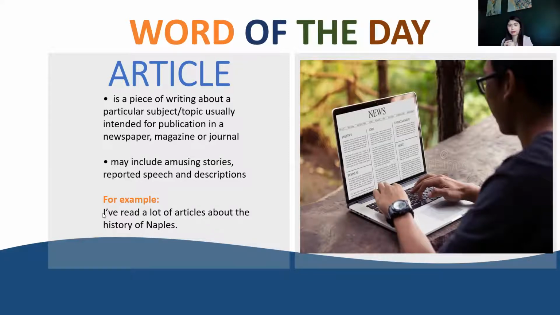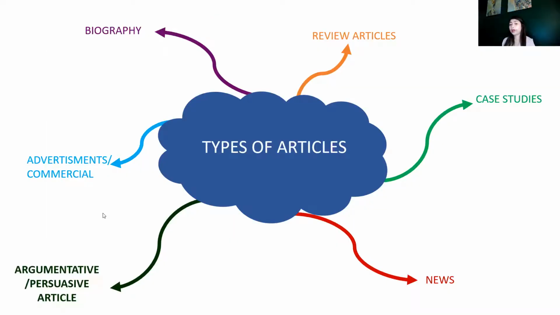How do we use the word article in a sentence? Jemima, can you read the example, please? I've read a lot of articles about the history of Naples. So it means that the person read a lot of different information from articles about the history of Naples. So far, do you have any question about our word of the day? All right, now let's move on.